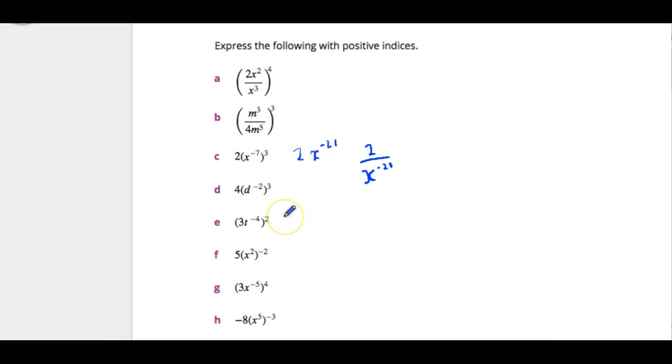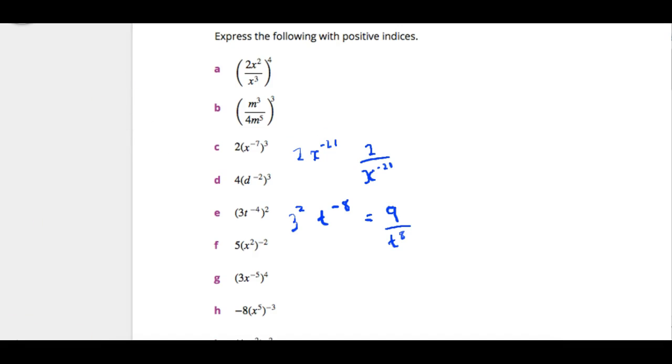Let's have a look at something that might be a little bit harder. Oh, let's just do E, because people always forget about everything inside the bracket. So remember, the power outside the bracket is for everything inside the bracket. So we can't forget the 3 squared and then t to the negative 8. So that becomes 9 over t to the power of 8. So these are slightly harder.